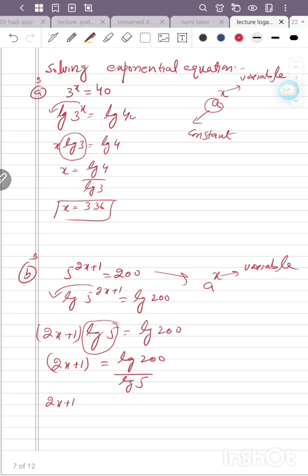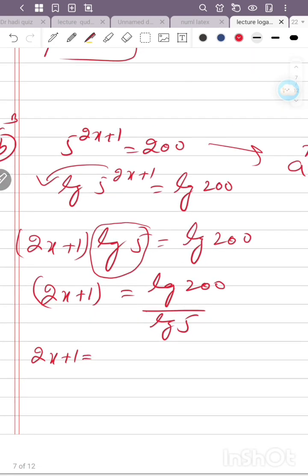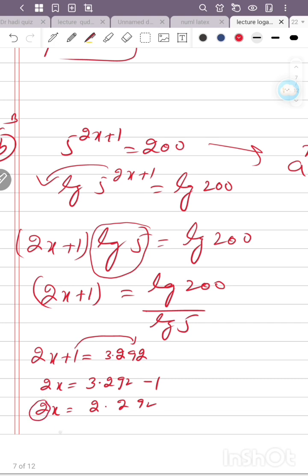Now 2x plus 1 equals log 200 divided by log 5. We put this value in the calculator. We got the answer 3.292. Now on the other side 2x equals 3.292 minus 1. This is positive, on the other side it will be negative. The answer, if we take minus 1, is 2.292. This 2 is multiplied with x, and on the other side it will be divided. 2.292 divided by 2, we got the answer 1.19. This is our answer.